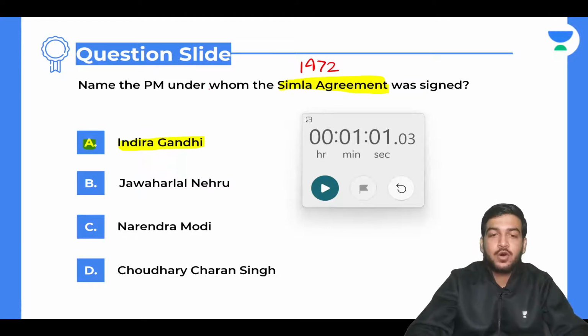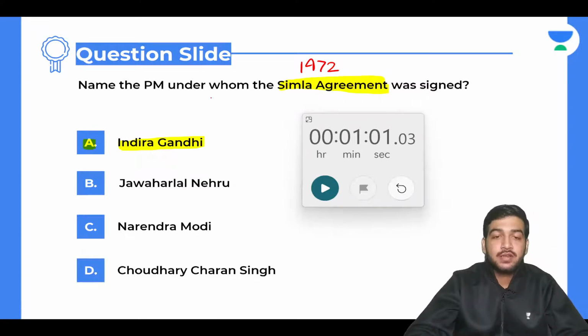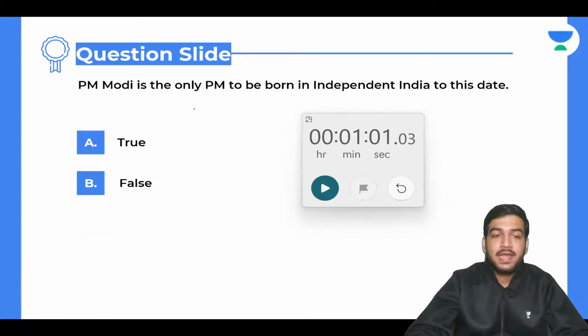After the end of the war, in 1972 the Shimla Agreement was signed. This was undertaken by Prime Minister Indira Gandhi. Then next is a true or false statement.